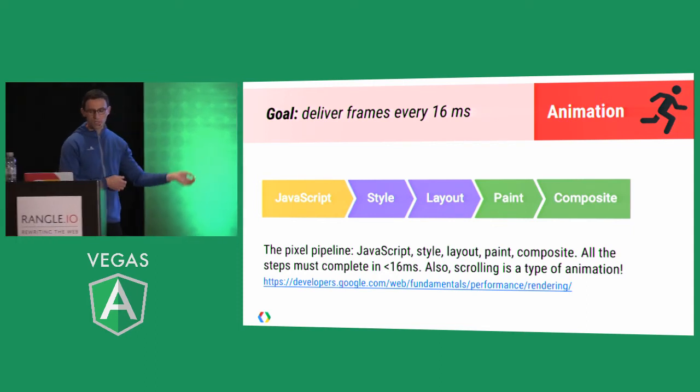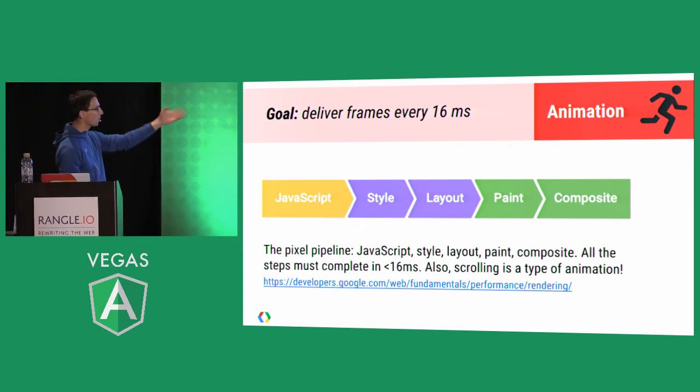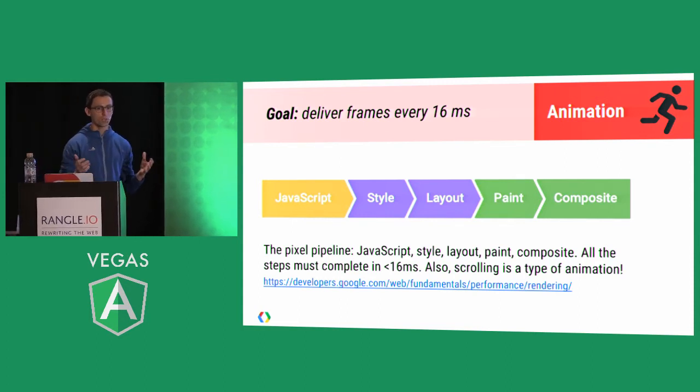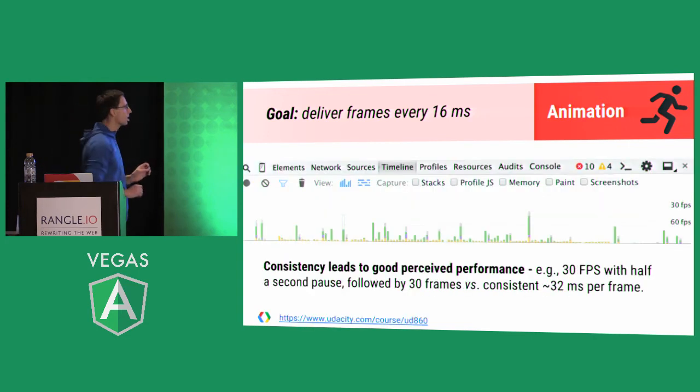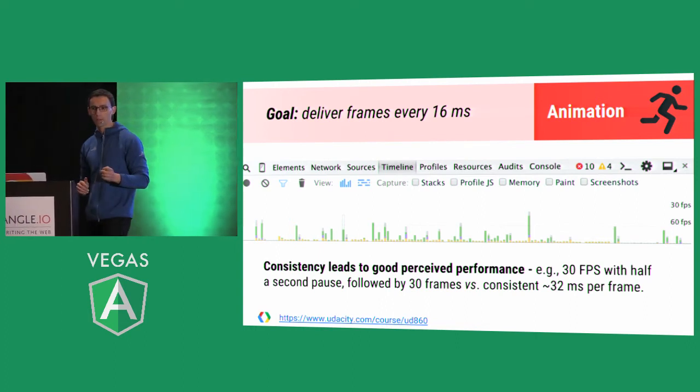So once again, we don't have time to go into the details, but Paul Lewis recently produced a Udacity course and a really nice guide for how to think about this whole thing end to end, right? Kind of from the fundamentals of what this pipeline is to what the things are that you should avoid. And one other thing that I think is important to highlight for animation in particular is that consistency matters.